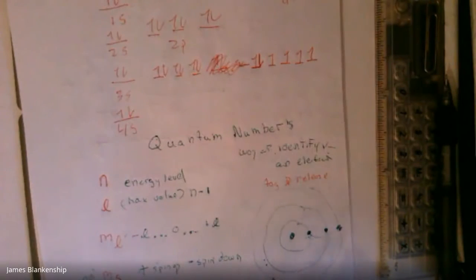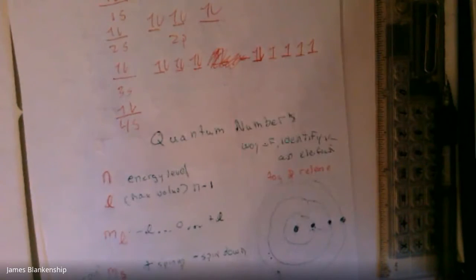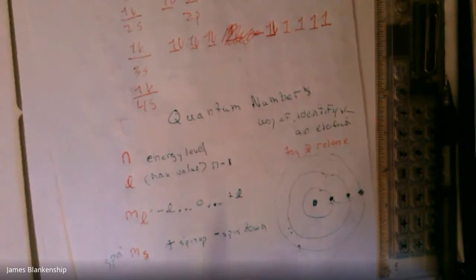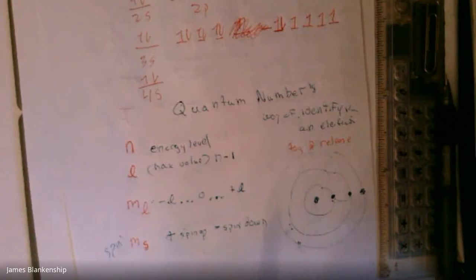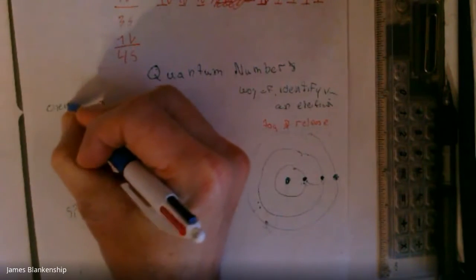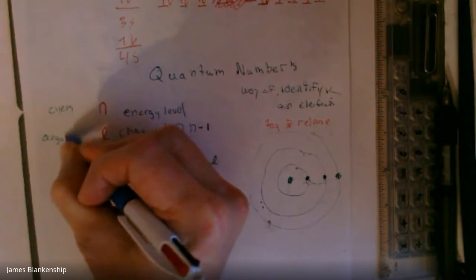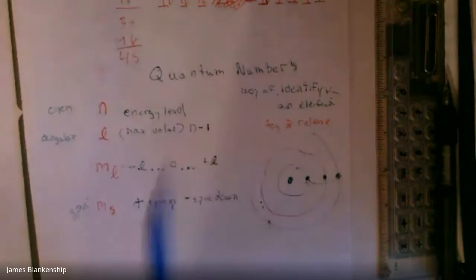The L value is going to be related to the subshells. These S, P, D, and F is most commonly what it's going to be associated with. S, P, D, and F. So our L is what's called our angular momentum. We can write that out. So this is energy. And we can think of L as our angular momentum. But for our purposes, we're going to associate it with our S, P, D, and F.